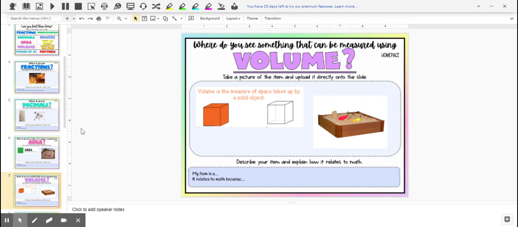Next is volume. Remember, volume is the measure of space taken up by a solid object. You can find volume by multiplying length times width times height. I know I can measure using volume on this sandbox by multiplying the length times the width times the height.